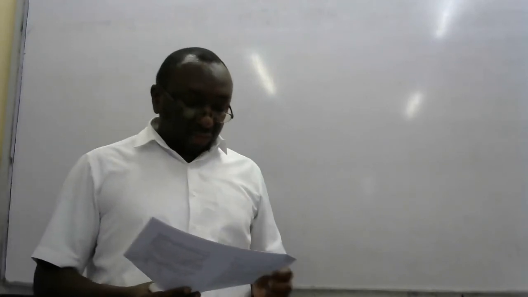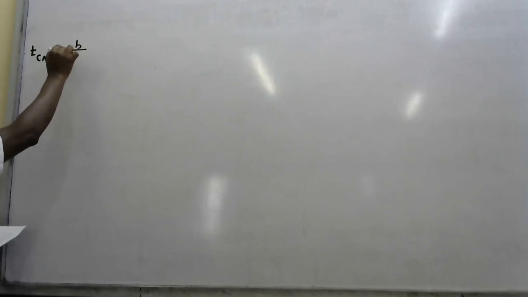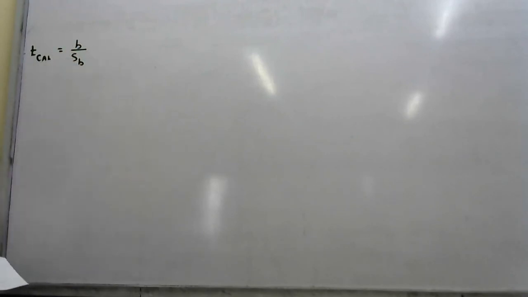Question 7. The following regression equation was calculated for a class of 24 CPA 2 students. So we have that equation and we are told to get the T ratio. How do you get the T ratio? T ratio is what we are calling T calculated. It is given as B out of SB. That's how you get the T ratio.